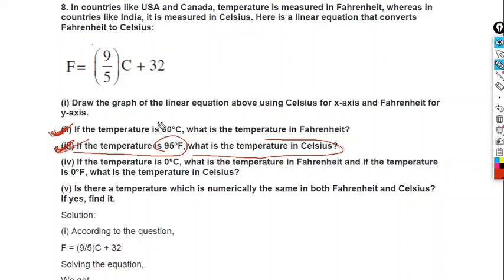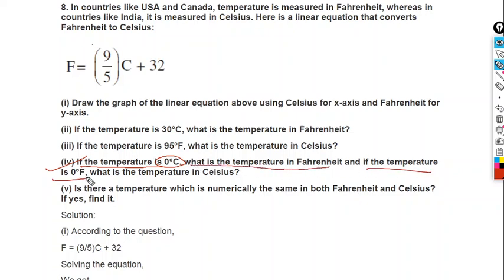In part II we put the value of C as 30. In part III, you put the value of F as 95. Then you can get the value of C. Now we will move to question IV. Again read the question. If the temperature is 0 degree Celsius, what is the temperature in Fahrenheit? If the temperature is 0 degree Fahrenheit, what is the temperature in Celsius? Okay, we will do it here.